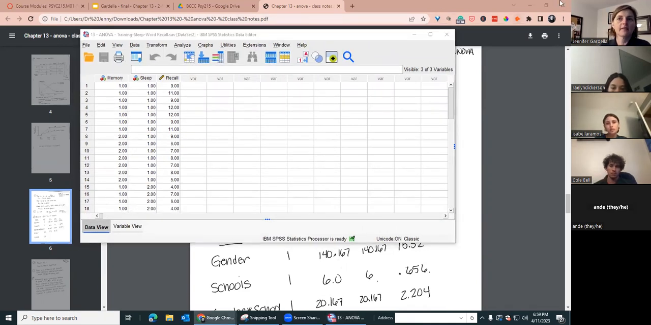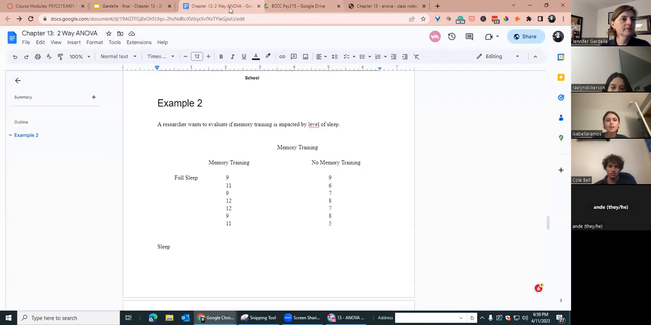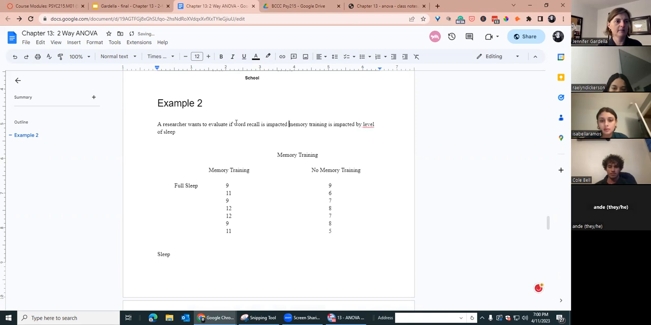So now I've messed this document up because I added to it, and I didn't even finish the context. Memory training is impacted. This is wrong. If word recall is impacted by memory training and level of sleep. Sorry about that.